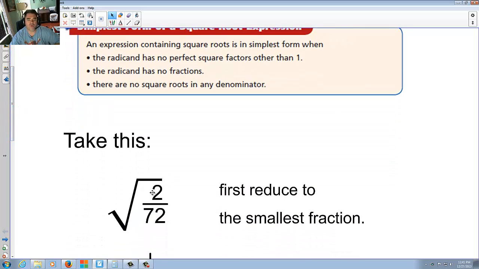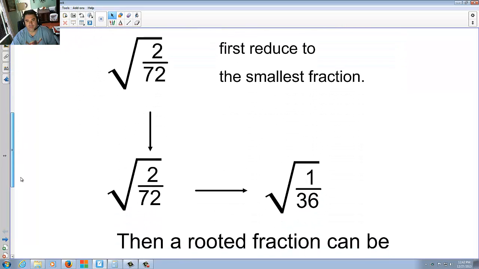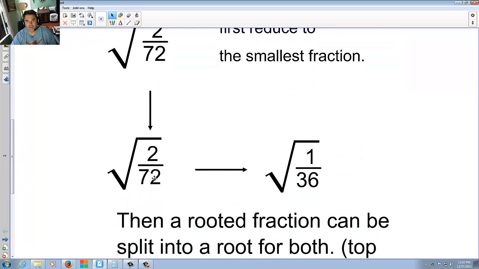If I have the root of 2 over 72, now imagine all that is under the root. Notice how that is a fraction. One of the rules is inside the square root, or the radicand, if you will. What's inside the square root can't be a fraction itself. Therefore, you take 2 over 72, and divide both by 2, top and bottom. So it becomes the root of 1 over 36.